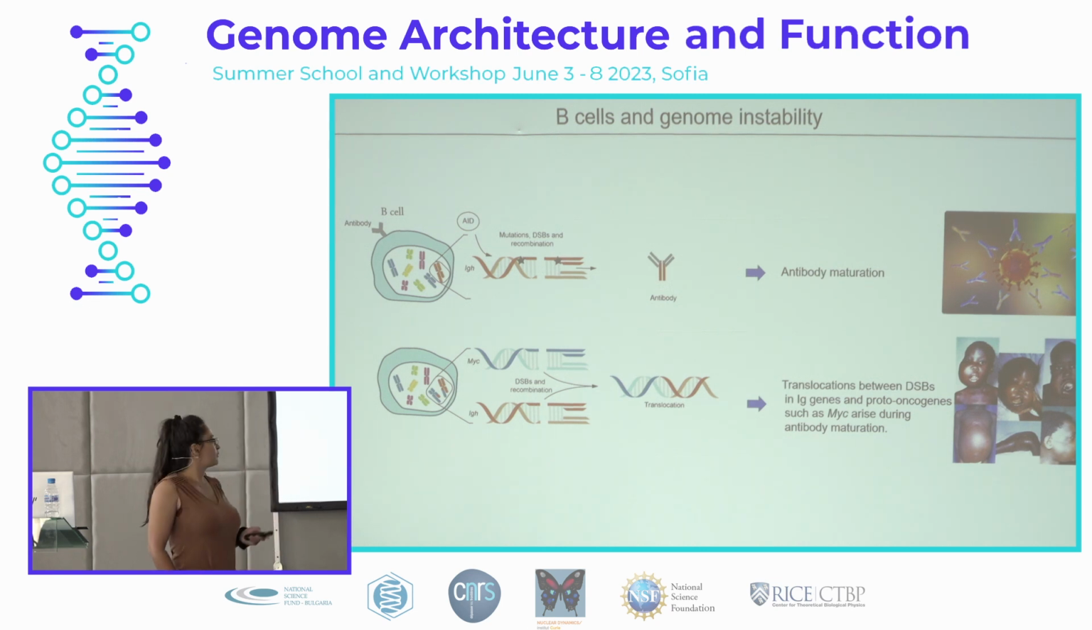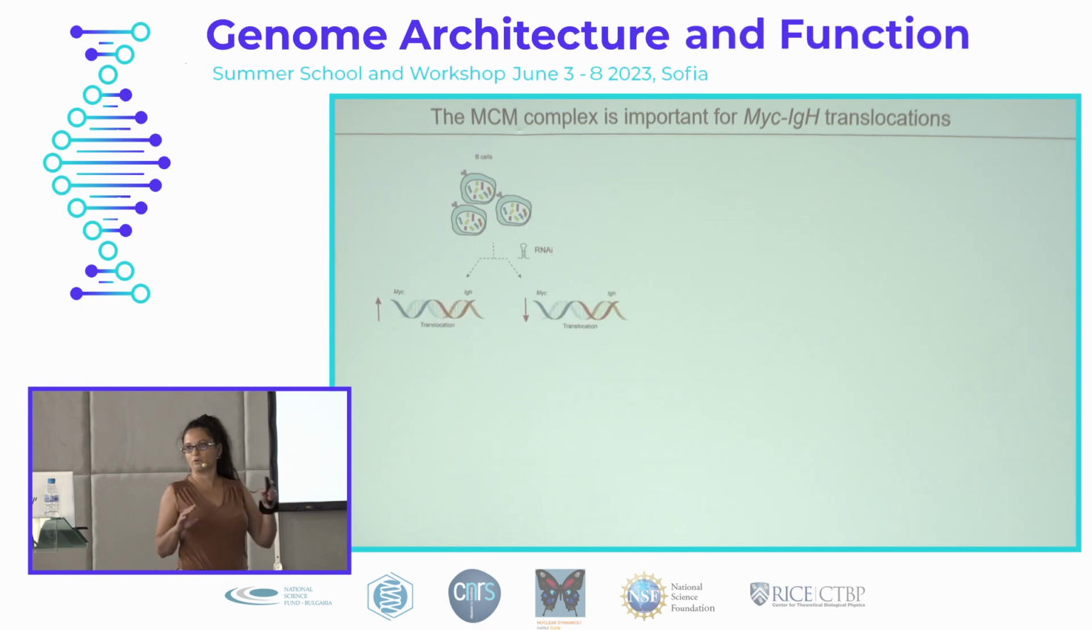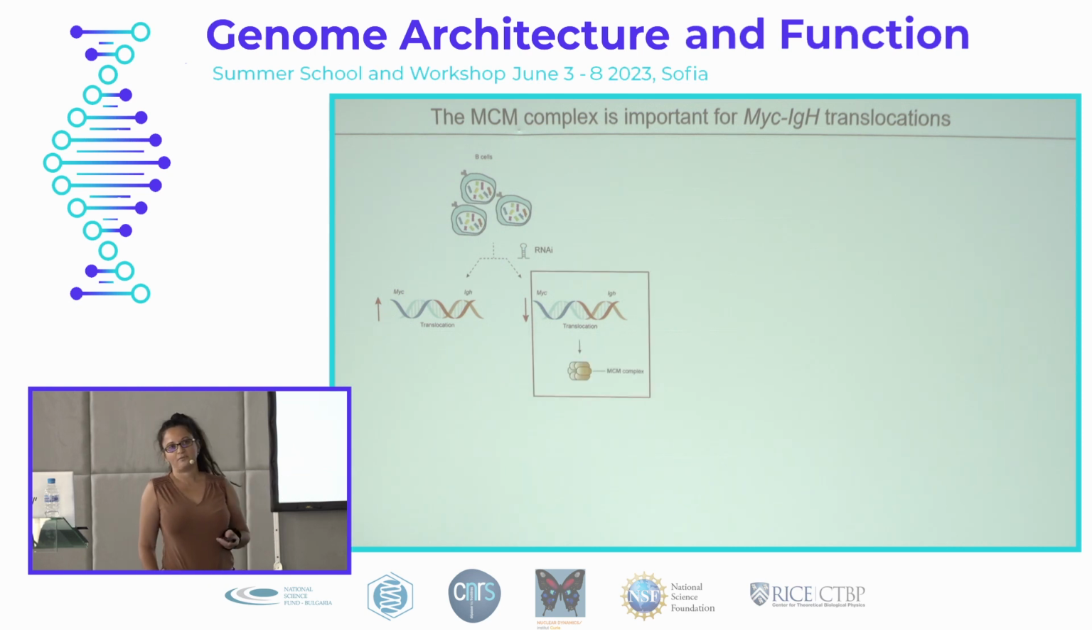And in our lab, we were interested in understanding the mechanism of this process. We did a screen in B cells using shRNA, so a knockdown screen, to identify factors which modulate the frequency of IGH-MYC translocations. And we identified the MCM complex to be important for the translocation. So when we deplete the MCM complex, we have a reduction of the translocation.